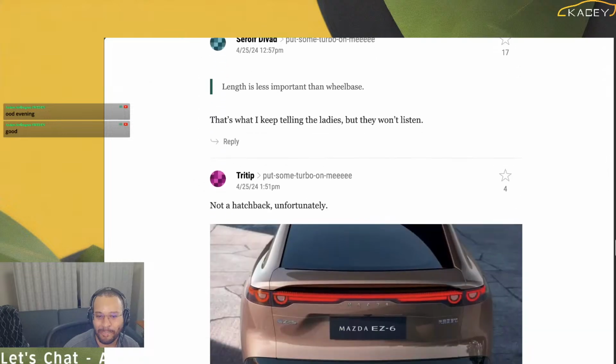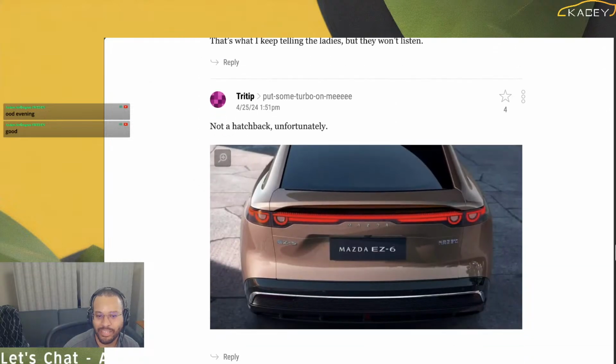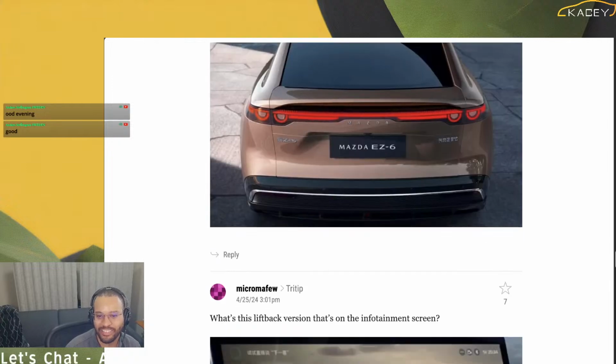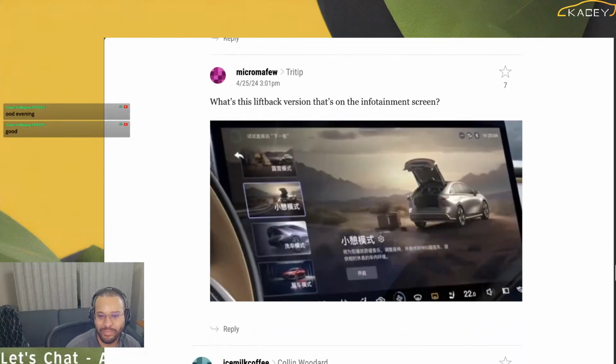Okay. Not a hatchback, unfortunately. Yeah, I mean, why isn't it a hatchback? Got an itty bitty trunk like the Model 3 opening. That's a good point right there, though. In the picture, they had the car opened with a hatchback. Also, this liftback version on the infotainment screen.